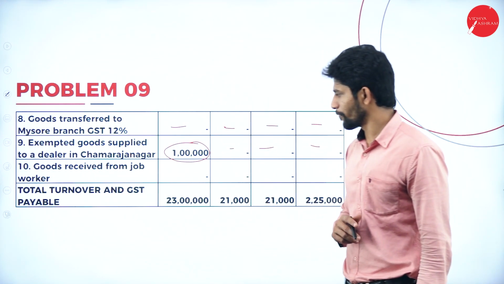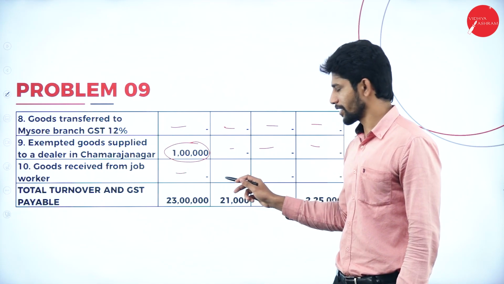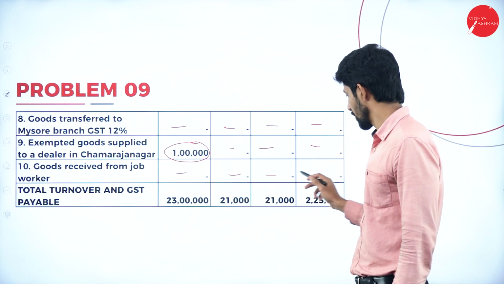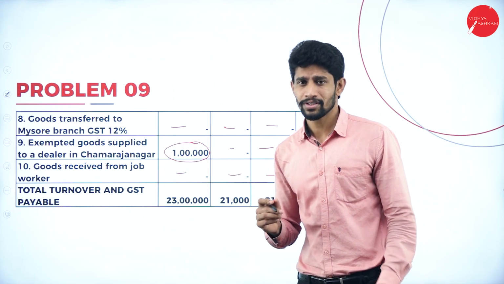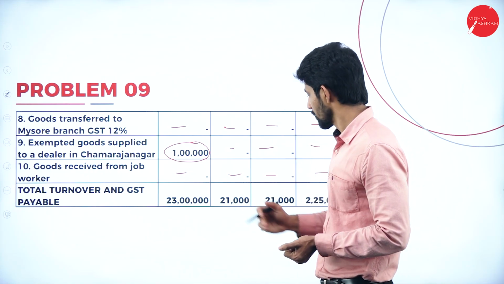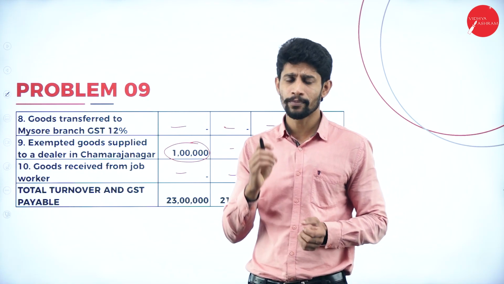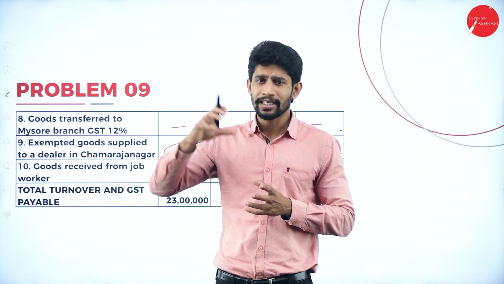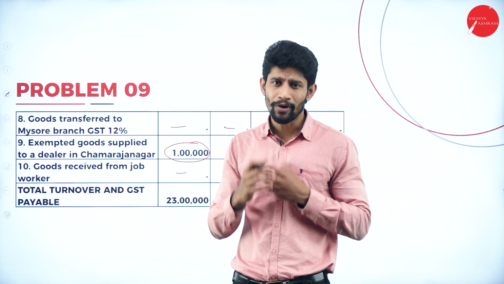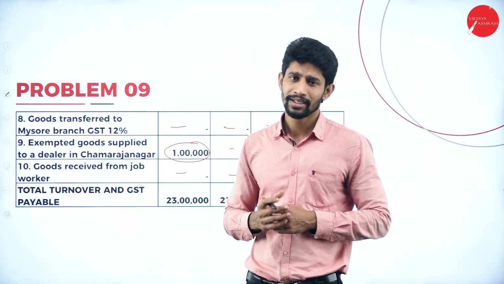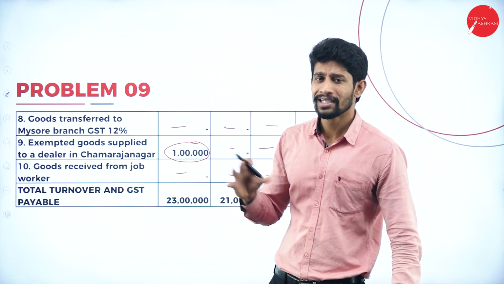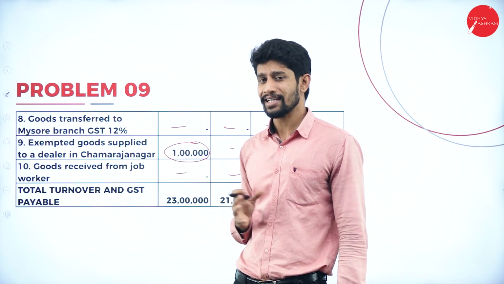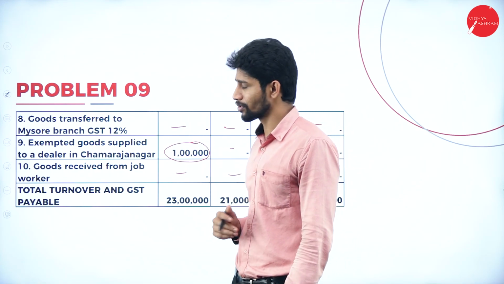Goods received from job worker. So, we will not be considering it in turnover as well as not computing the tax because goods received from whom? The goods received from the job worker. That means we give the goods to the job worker, we modify the goods and return them back to the customer. So, there will be no supply happening, there will be no sales happening. So, this is how we are supposed to solve.